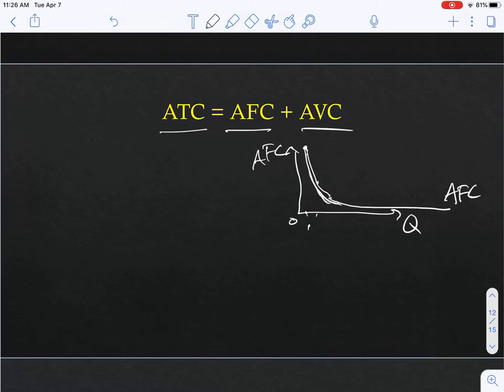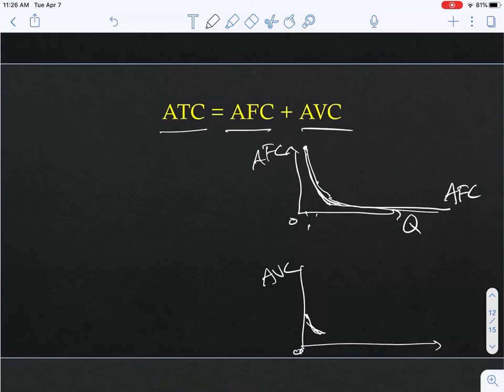So that's what happens with average fixed costs. Average fixed costs start high, they start at the full fixed cost, but they drop off quickly and they become asymptotic with the horizontal axis. But average variable costs don't. Average variable costs actually may fall a little bit here at the beginning, I should say.